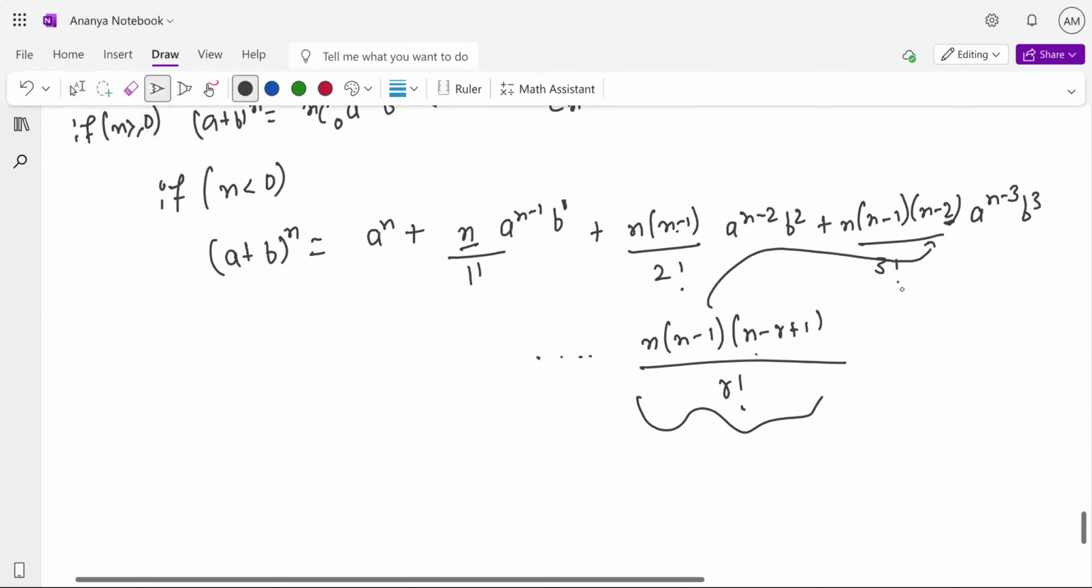So my general term should be, wait, just a second. There should be a to the power n minus r, b to the power r, because this is r and I'm going with it. Is it clear? Yes, sir. If you see carefully, what I have here is nothing but whatever n I had minus r plus 1. Isn't it the same thing? n minus r plus 1.